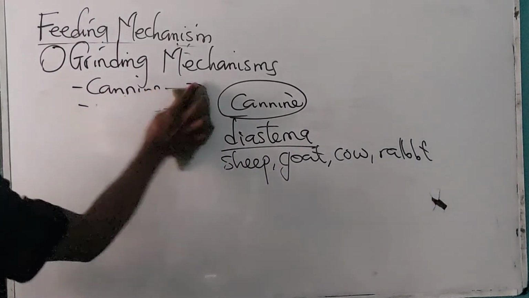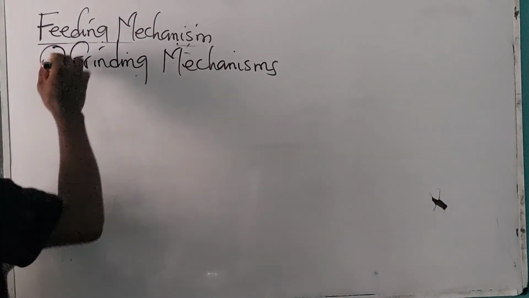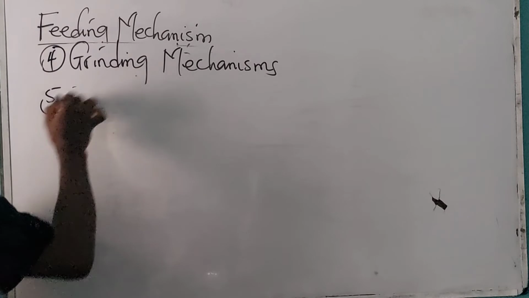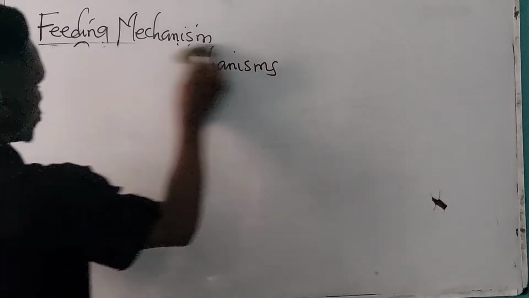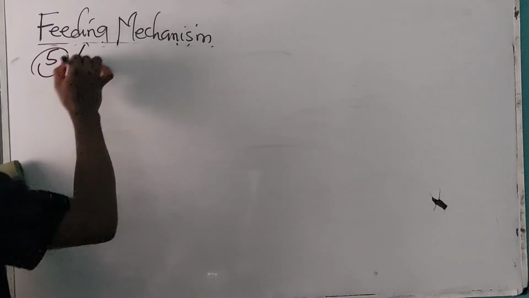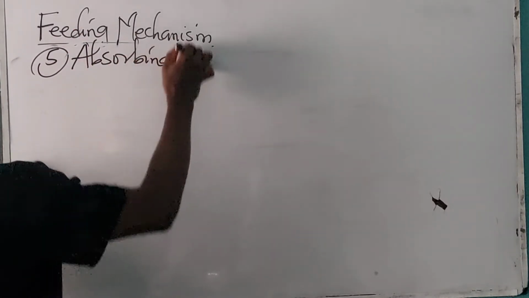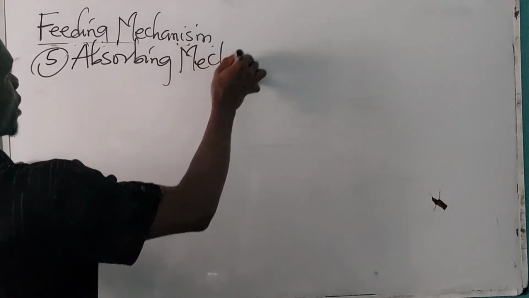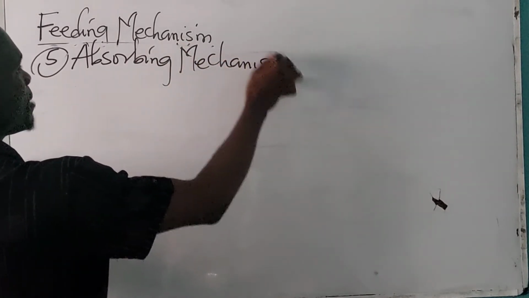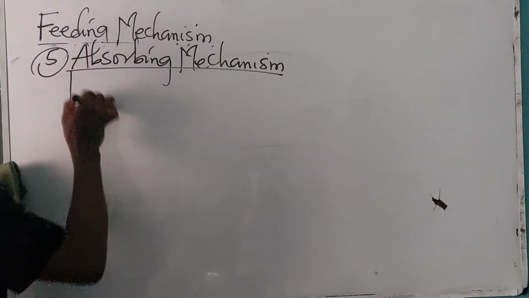Now the last one, which is the fifth feeding mechanism I'm going to be discussing now. The fifth one is the absorbing mechanism. Somebody shout absorbing mechanism. Shout it. Absorbing mechanism. Now, an example of an animal that exhibits the absorbing mechanism is the tapeworm.